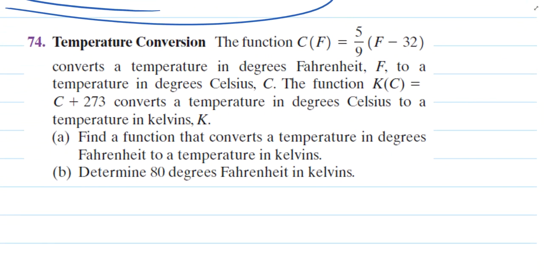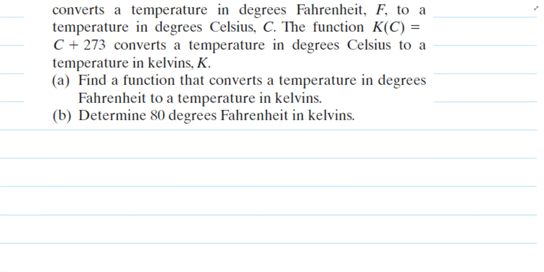In example 74, we're told about 2 different temperature conversions. The function c of f will take a temperature in Fahrenheit and convert it into degrees Celsius. Fahrenheit is our input, Celsius is our output. And additionally, we have another temperature conversion, kelvins. This will take the degree in Celsius to Kelvin. And our objective is to find a function that converts a temperature in degrees Fahrenheit directly to a temperature in kelvins. Now, this ought not to be too much of a challenge.